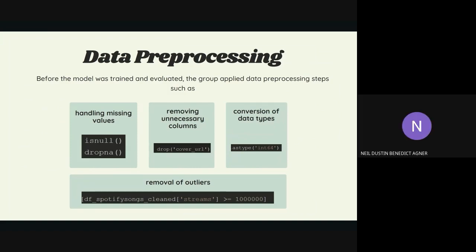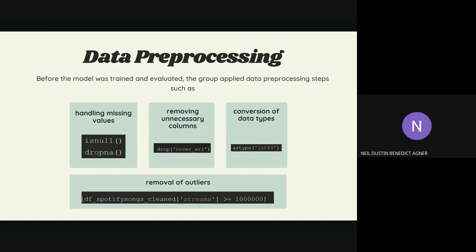Before the model was trained and evaluated, the group applied data pre-processing steps such as handling missing values, removing unnecessary columns, converting of data types, and removing of outliers. To address the missing values, the function isNull was used to identify them. After identification, the function dropNA was used to finally remove the missing values, and then afterwards, we removed the cover URL column because the group identified that this feature was not necessary for the training of the model, as it was simply a link to an image.